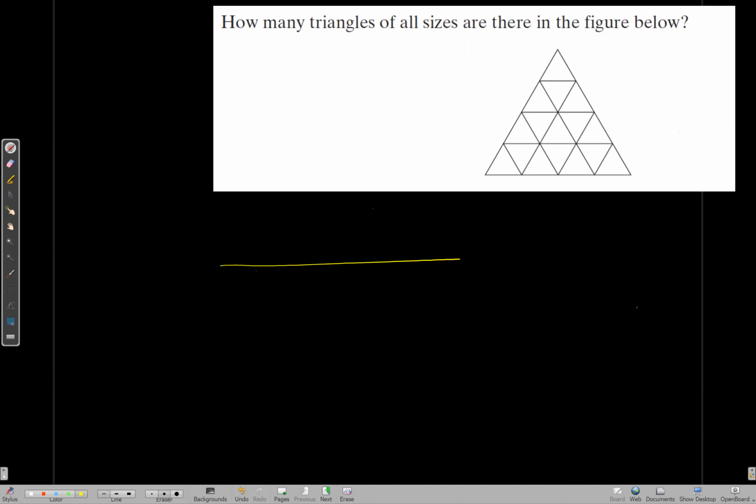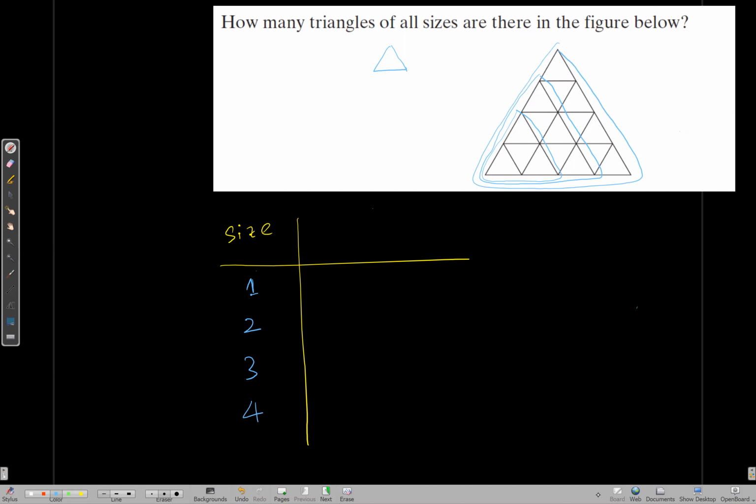Now how do we see? If I were you, I would break down this problem like there are different sizes of triangles. I would say this is size 1, something like this is size 2, something like this is size 3, and the largest one is size 4.